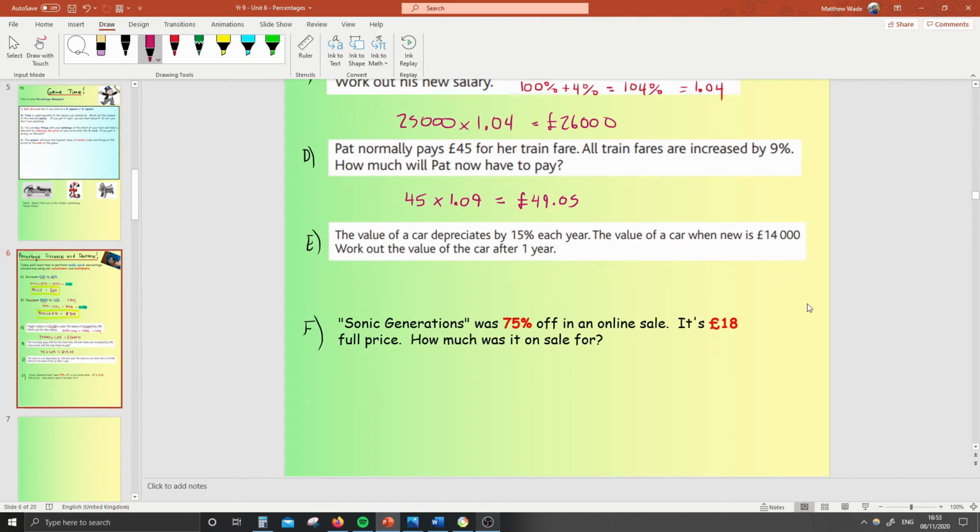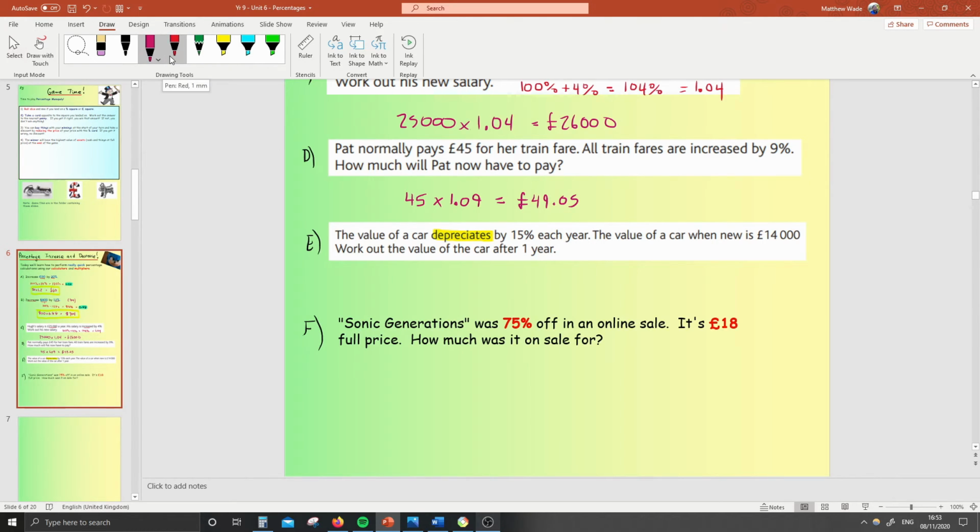E, it says the value of a car depreciates. Oh no, you have to know what the word depreciates means. What's depreciate mean again? Well, that's right. It means that it's losing value, okay? It appreciates if it gains value. So our car is losing value, which they definitely do. This car cost £14,000 when it was new, but it's lost some value.